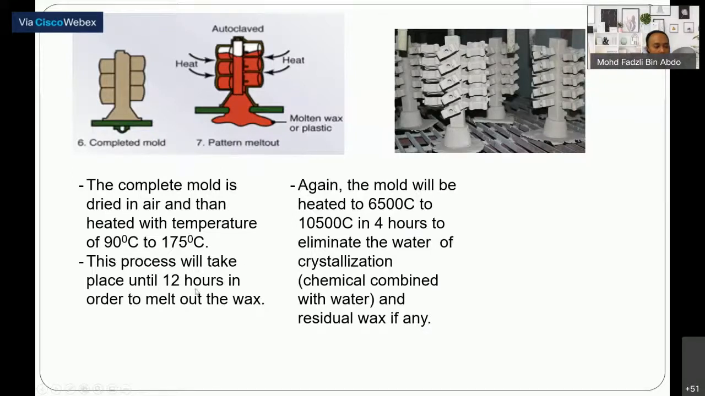This process will take up to 12 hours in order to melt out the wax. Again, the mold will be heated to 650 to 1,050 degrees in 4 hours to eliminate the water of crystallization and residual wax if any.